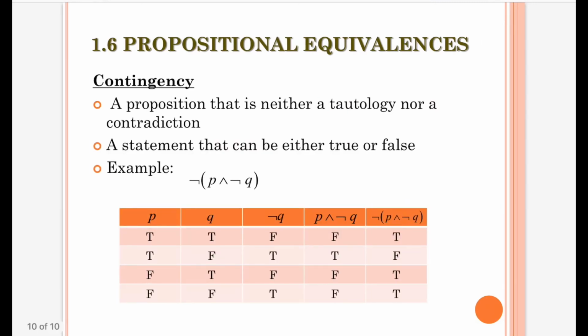And the last one is the contingency, a proposition that is neither a tautology nor a contradiction. This means a statement that can be either true or false. In the last column, it has true and also false.